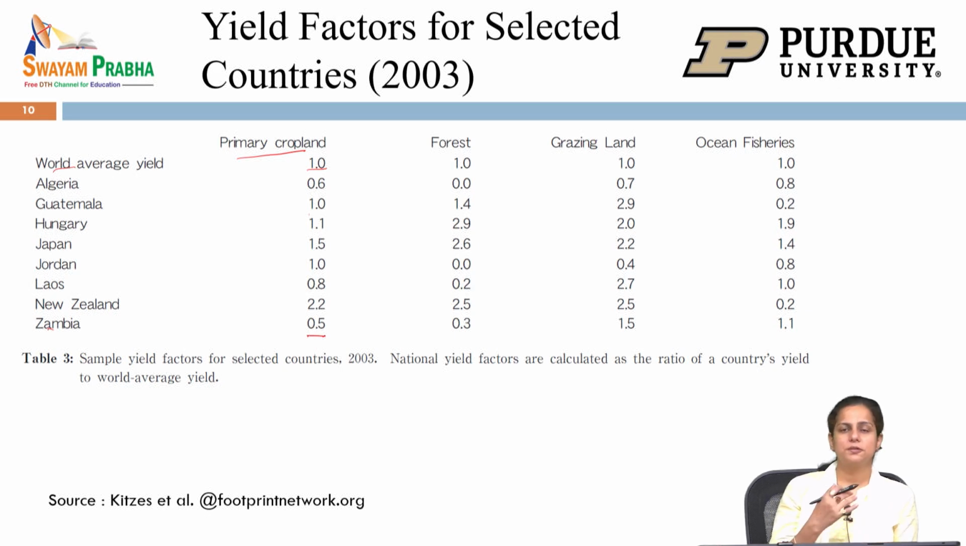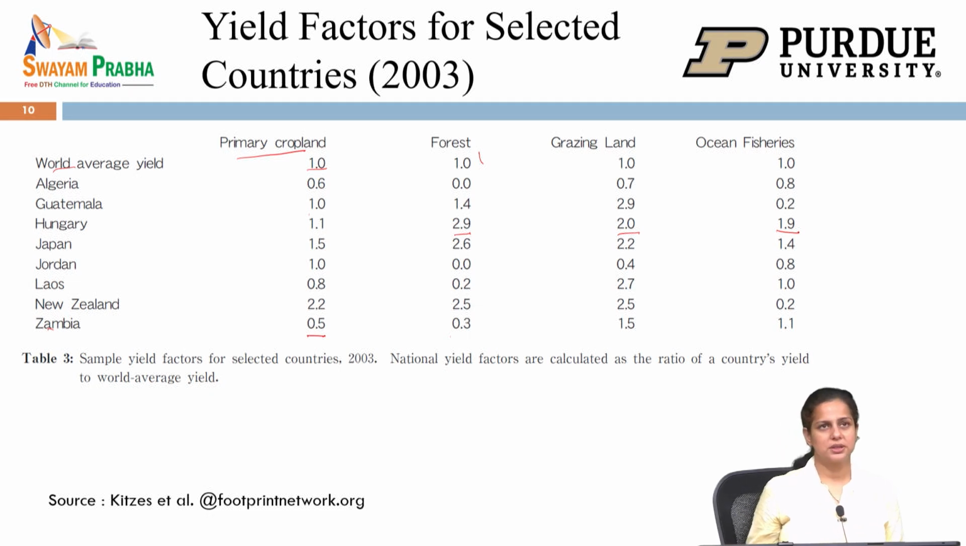Similarly, you would have differences in the yield factor for forest land, grazing land and ocean fisheries. You can see that Hungary is really good in terms of ocean fisheries, and also in terms of forest and grazing land, but Zambia has really poor forest productivity. So, this kind of yield factor is calculated every year to convert the land for each country or each region as compared to the world average productivity, so that when you are calculating your ecological footprint for a region, you can convert that into the equivalent of the global hectare.